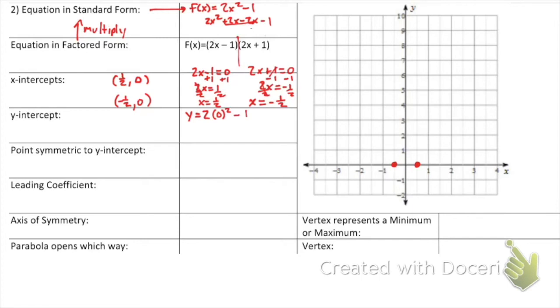Okay, so let's do this math. 0 squared is 0. So y equals 2 times 0 minus 1. 2 times 0 is 0. Y equals 0 minus 1. So y equals negative 1, which means the y-intercept is always in point form. We plugged in 0 for x, so our x is 0 and our y is negative 1, and it should be on the y-axis. So 0, negative 1 is right here.